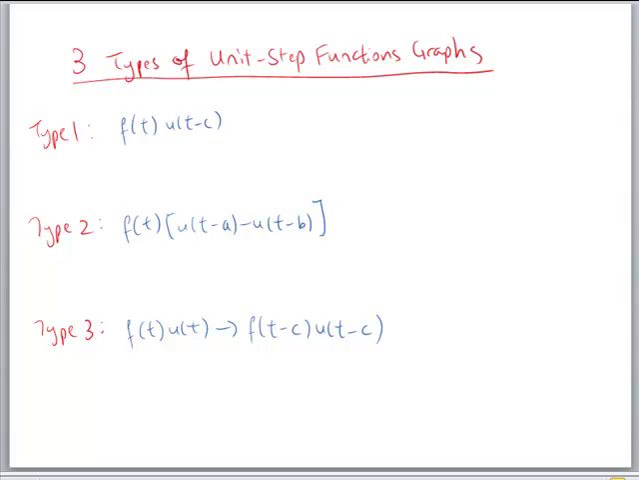I have given you an overview of these three types of graphs. So let's do a quick recap. Type 1 are those that have the original signal function, followed by the unit step function. This means switch on at t equals c. Before that it is switched off, so this one has a chop off effect. I will chop off the front portion.